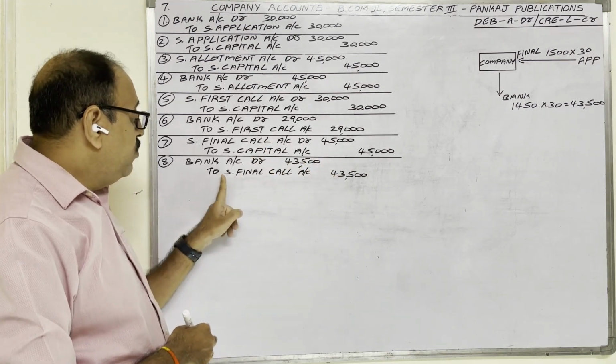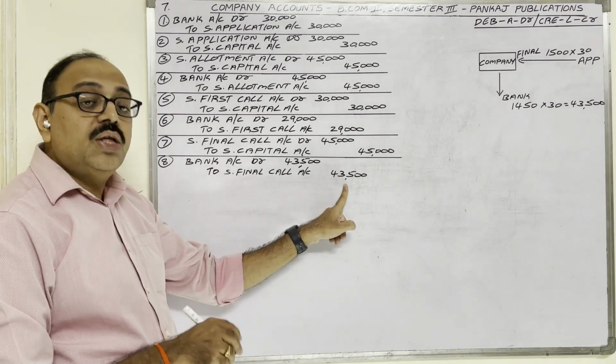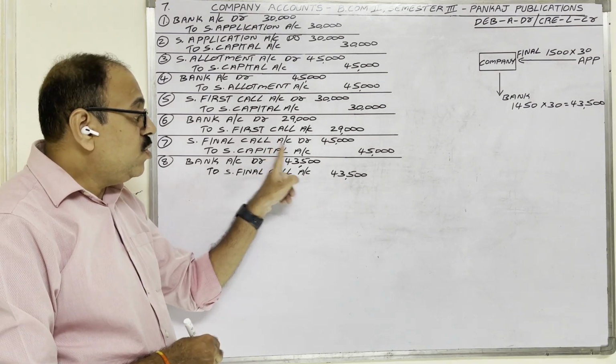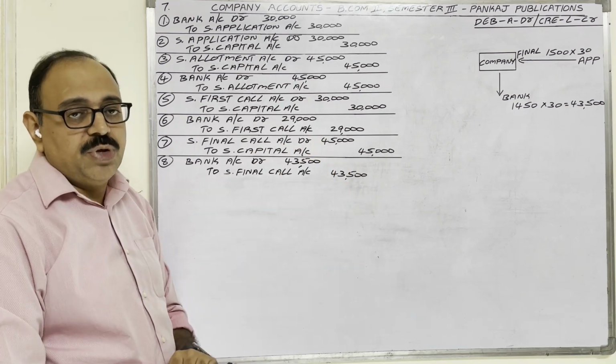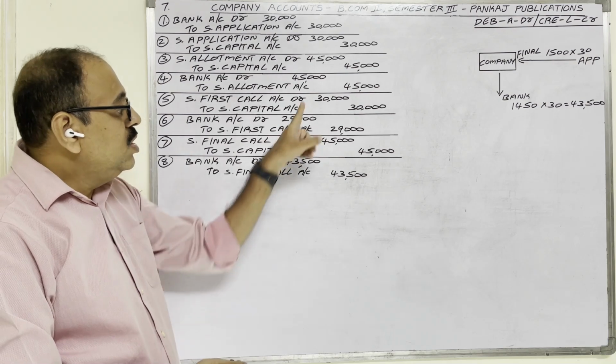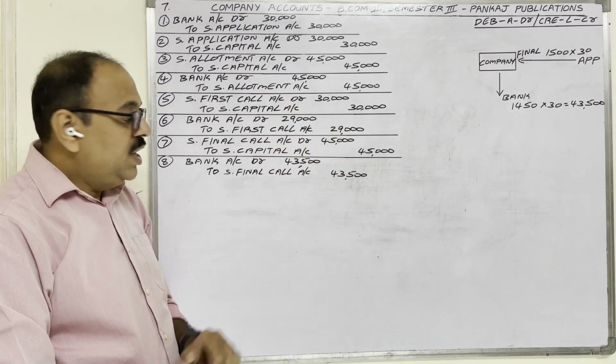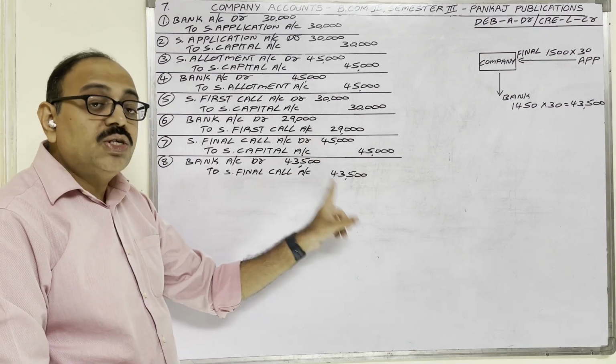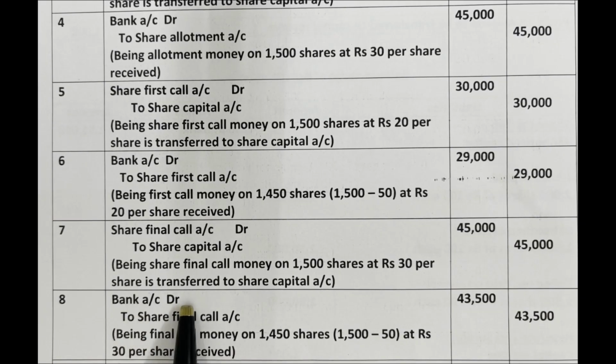But in eighth entry, we have credited share final call account with 43,500 only. In share final call account also, there is a debit balance of 1,500 rupees. So in share first call account, there is a debit balance of 1,000 rupees. In share final call account, there is a debit balance of 1,500 rupees. Eighth entry, bank account debtor to share final call account. Narration, on 50 shares final call money did not come. On remaining shares 1450 at the rate of 30 rupees each, final call money came now. For that we are writing this entry. Mention that as a narration. Being final call money on 1450 shares at 30 rupees per share received.